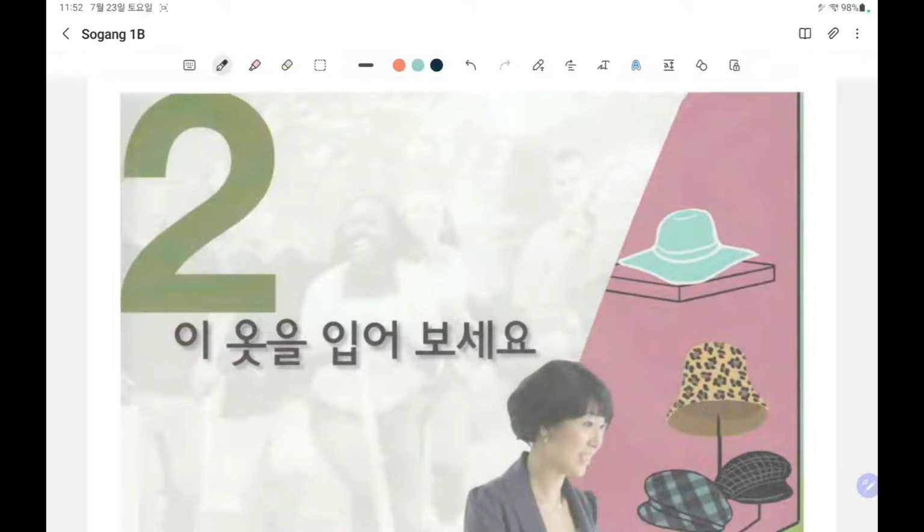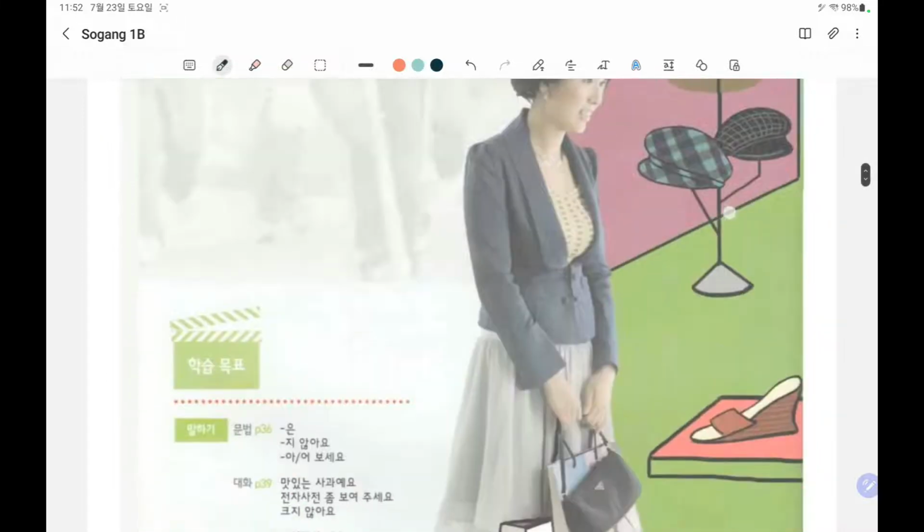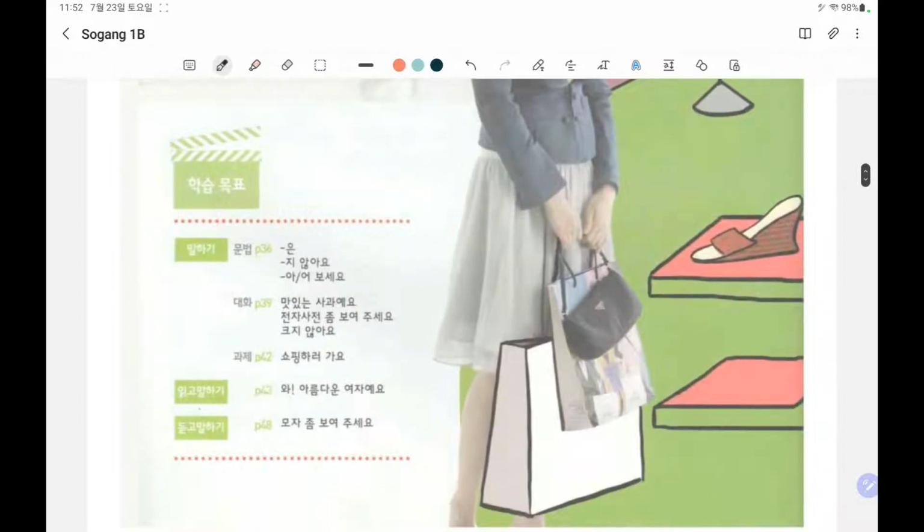안녕하세요. 하나하나 한국어입니다. In this video, we're going to study Sogang Korean Textbook 1B, Chapter 2. 이 옷을 입어보세요. In this chapter, we're going to practice 3 new grammar points as well as 3 dialogues. We're also going to study 1 reading passage and 1 listening script.